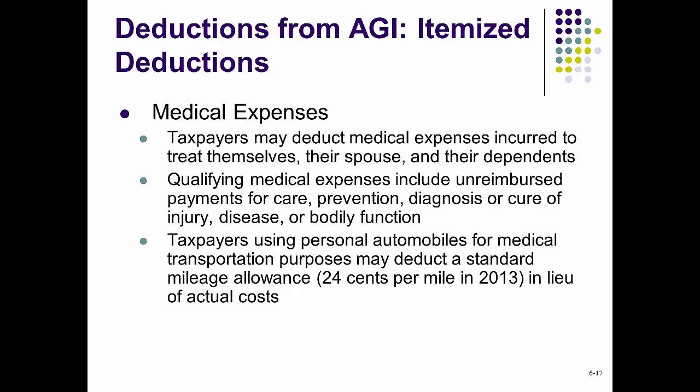Over-the-counter medications are generally not deductible. Number 2, payments to medical care providers such as doctors, dentists, and nurses, and medical care facilities such as hospitals. Number 3, transportation for medical purposes. Number 4, long-term care facilities. Number 5, health insurance premiums, if not deducted for AGI for self-employed taxpayers, and insurance for long-term care services.